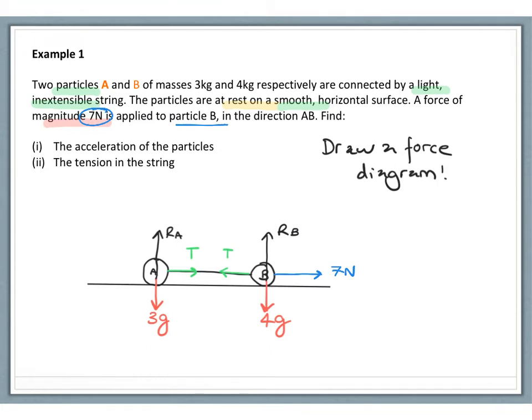Now, we do need to be really clear. The 7 Newton force only acts on B. It is the 7 Newton force that creates the forwards motion that results in the string becoming taut and creates the tension in the string that pulls A forwards. So this 7 Newton force only acts directly on B, not on A. As a result of this 7 Newton force, a tension is generated in the string and this tension acts on A, but the 7 Newton force is directly applied to particle B only, and that's really important.